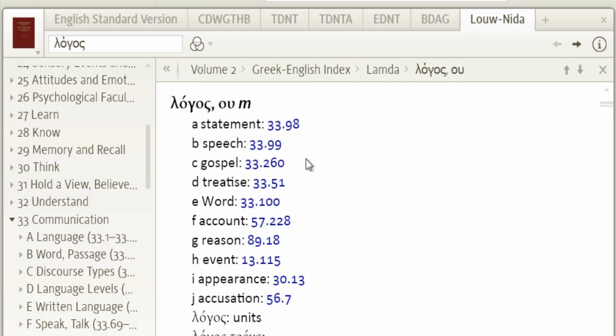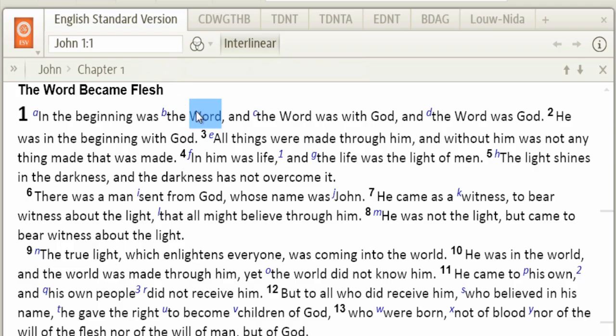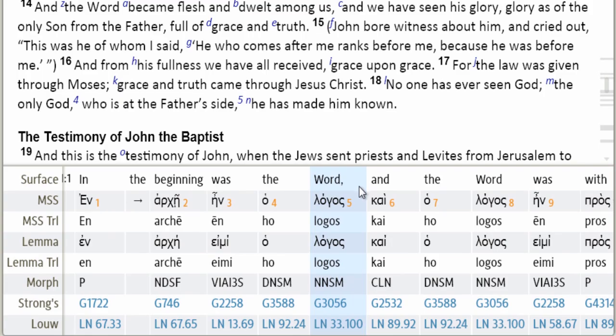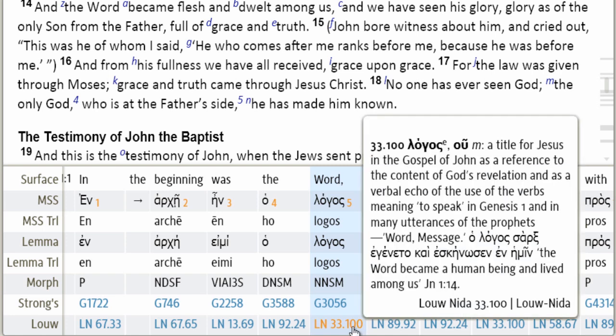And now you might recognize this numbering format from somewhere else. And if you thought of the reverse interlinear, you're right. Let's look back at the English Standard Version. And you'll notice that the word here is selected, and down here it's highlighted in the reverse interlinear pane, and that in this Louw-Nida line we have the number here, LN 33.100. And notice that if we hover over this word, we get the entry from that specific domain number. 33.100 is a reference to a title for Jesus in the Gospel of John as a reference to the content of God's revelation.